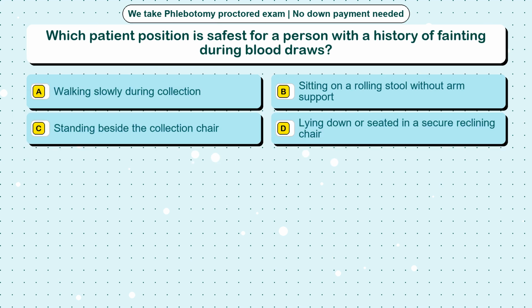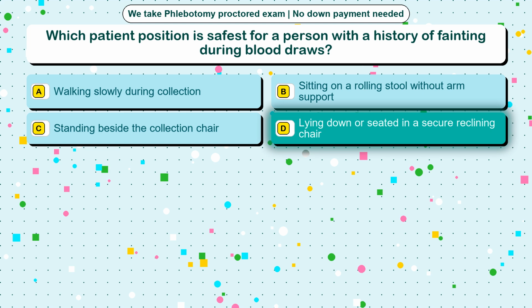Question 45. Which patient position is safest for a person with a history of fainting during blood draws? Option A. Walking slowly during collection. Option B. Sitting on a rolling stool without arm support. Option C. Standing beside the collection chair. Option D. Lying down or seated in a secure reclining chair. The correct answer is option D.